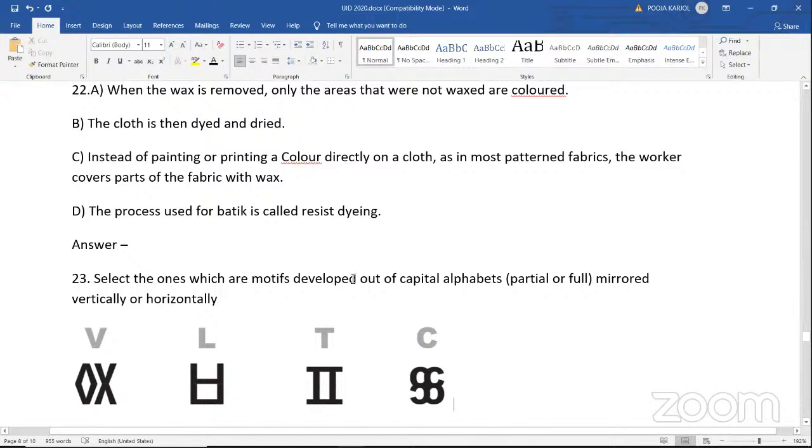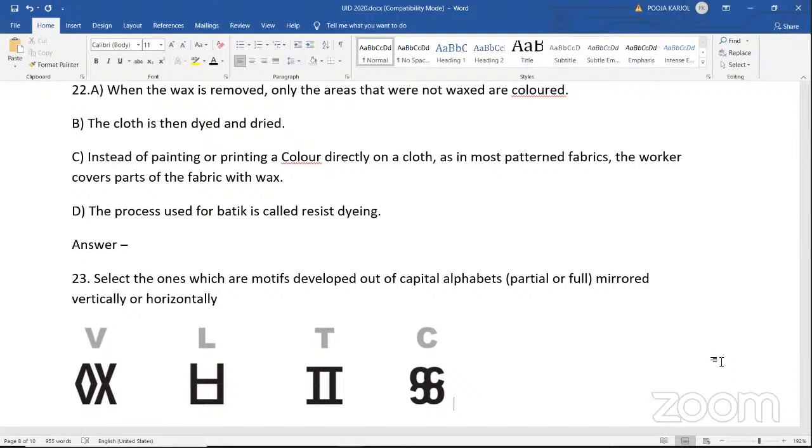So this one: select the ones which are motifs developed out of capital alphabets, partial or full, mirrored vertically or horizontally. The first three. All of the above. Anybody else? Someone said the first three. Why not the fourth one? I think it won't be like that. Or it can be. I don't know.